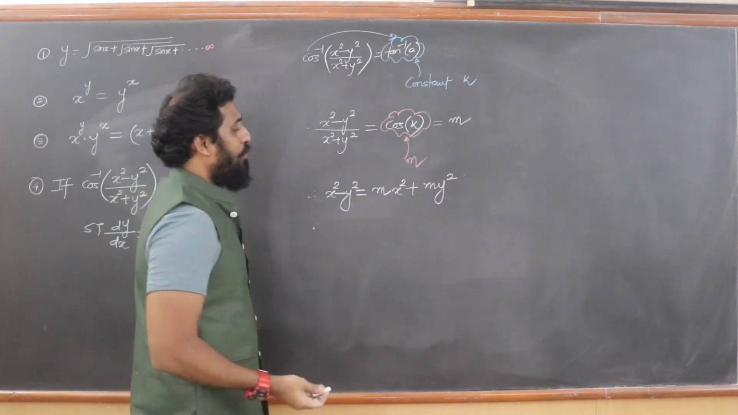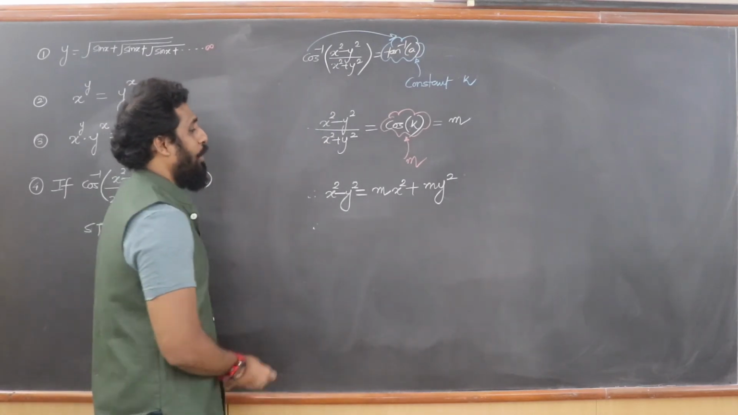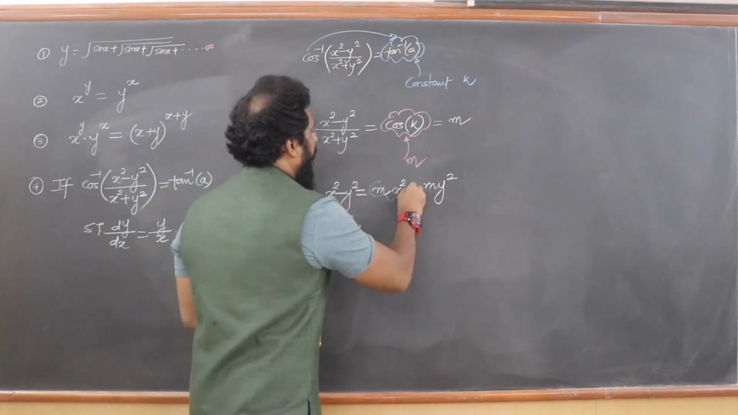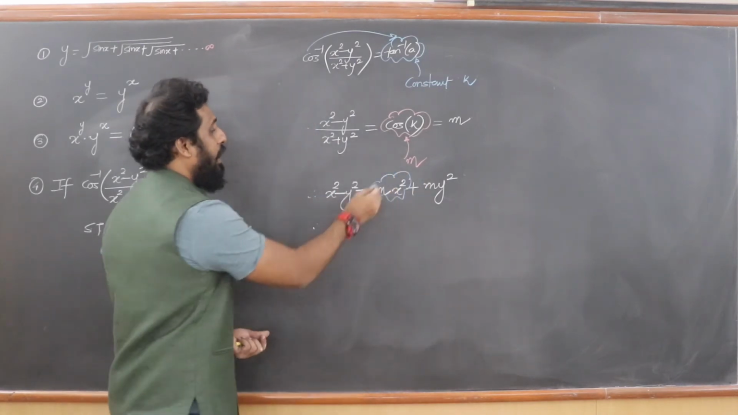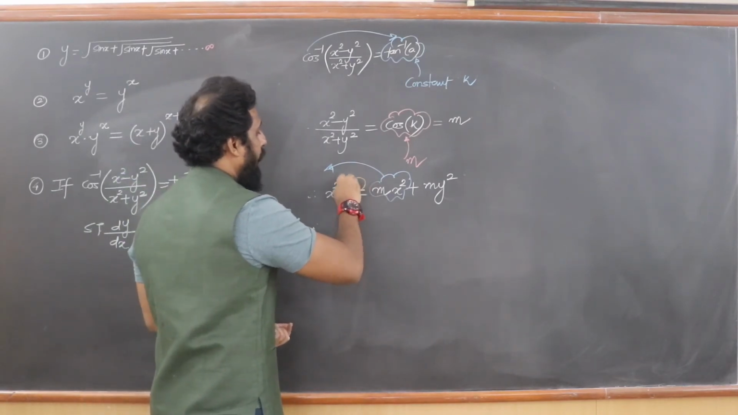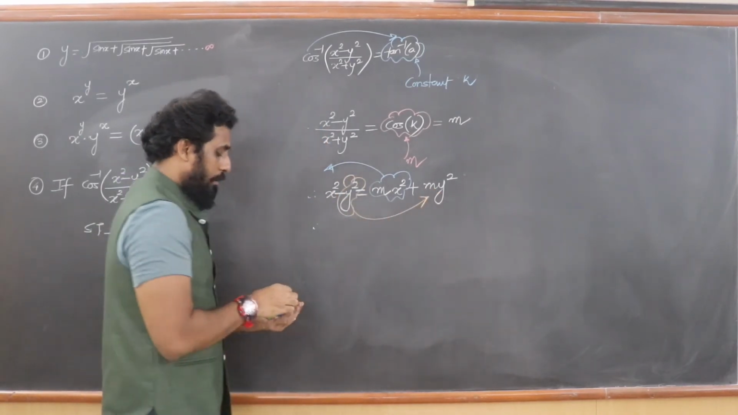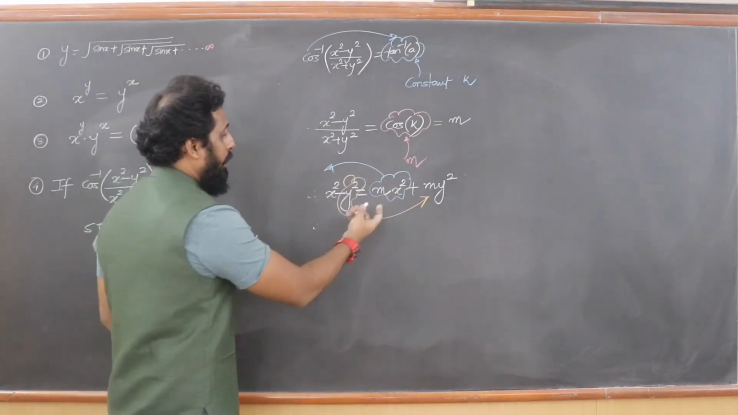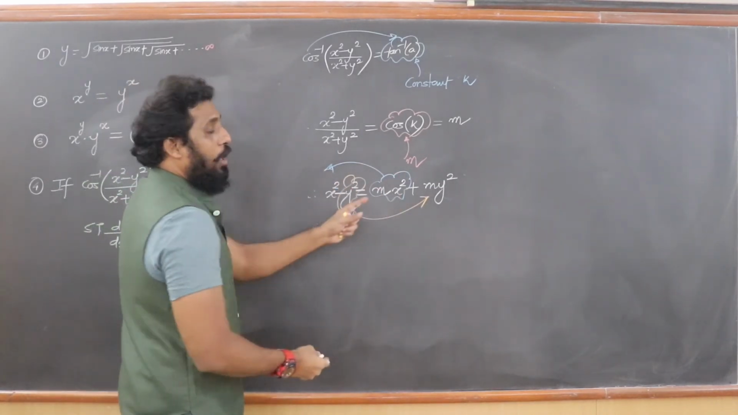Now there are two terms of x square and two terms of y square. Let's get them together. So there is one m into x square here on the right hand side. Let us bring it on the left hand side, and then we have this y square. You transfer it on the other hand side.